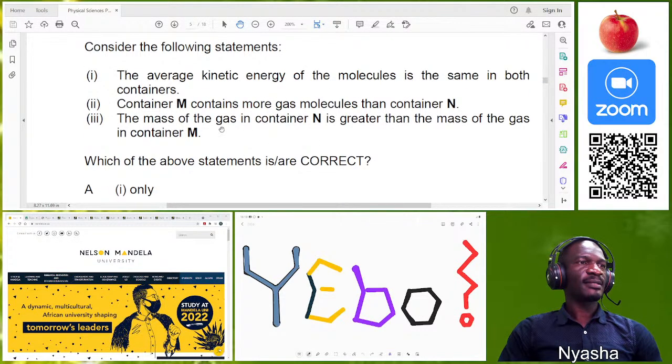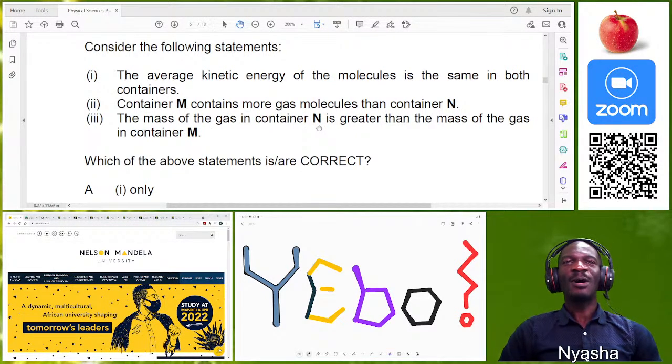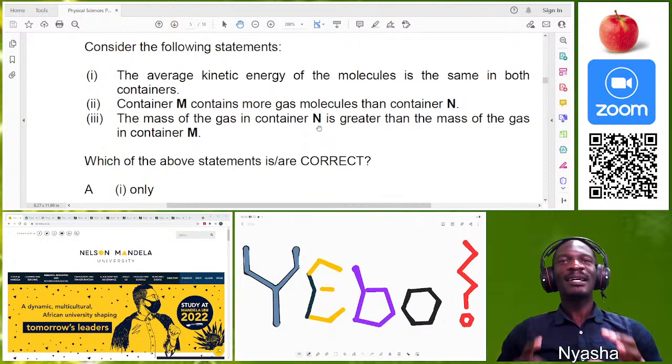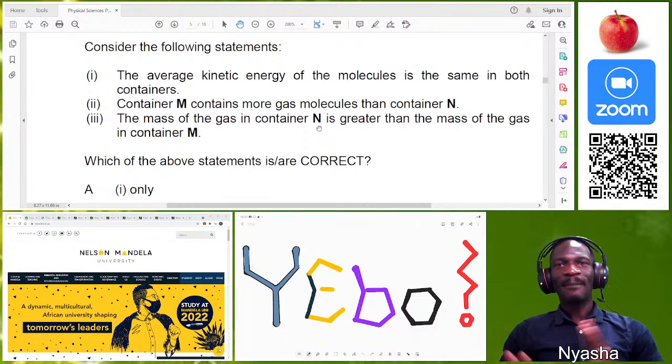The last one, the mass of the gas in those containers. So you're comparing the mass of the gas. How do I find the mass? So the first one, kinetic energy. The second one, the number of particles, number of what? Of molecules. And then the third one, mass of the gas. Mass of that number that you had calculated earlier.